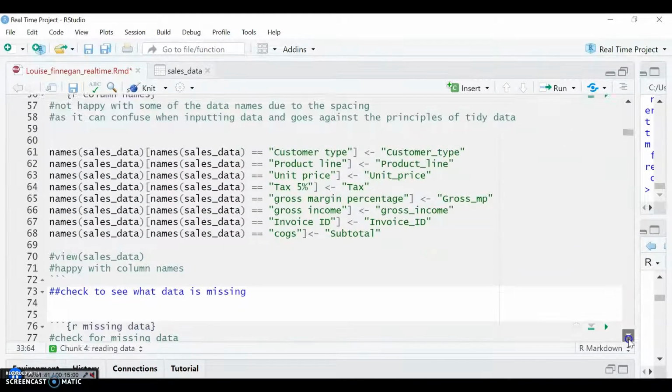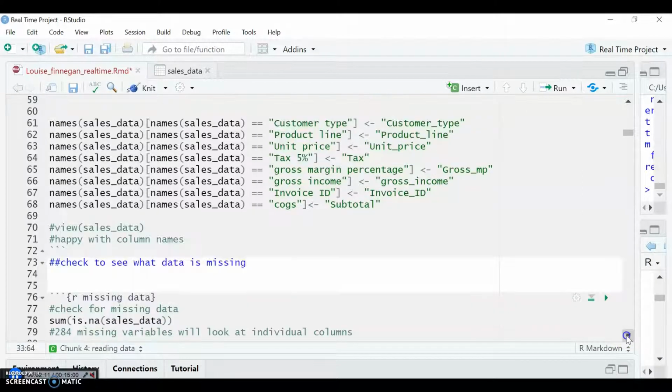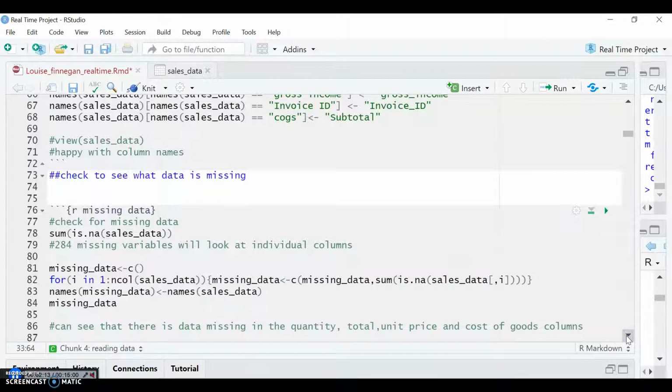Initially I wasn't happy with the column names, looking at the principles of tidy data, spacing between the names, etc. So I just went through one by one and I tidied them up, have an underscore between them instead of spacing, took the 5% number out because that was going to cause trouble when I'm putting in the code. I changed COGS to subtotal. I established that it was pretty much the total of the sales minus the tax at 5%. Looking at the data then, I was happy enough with the column names.